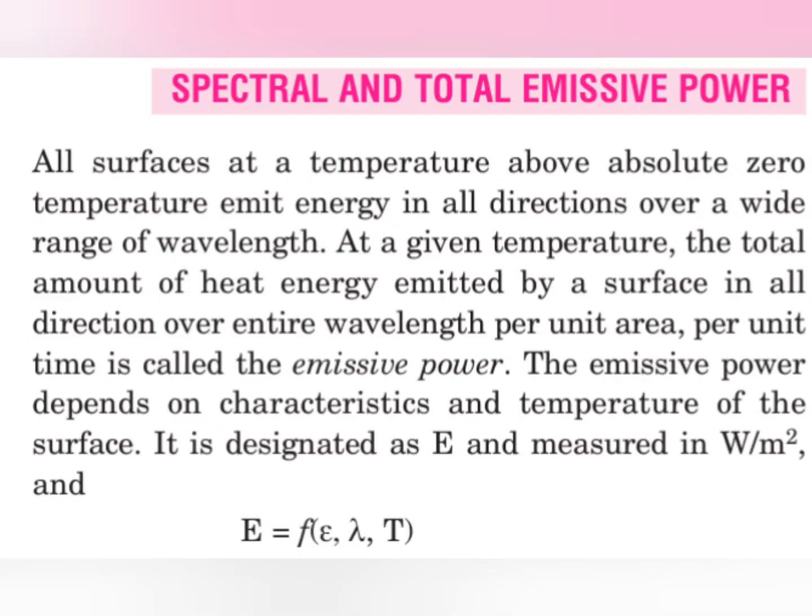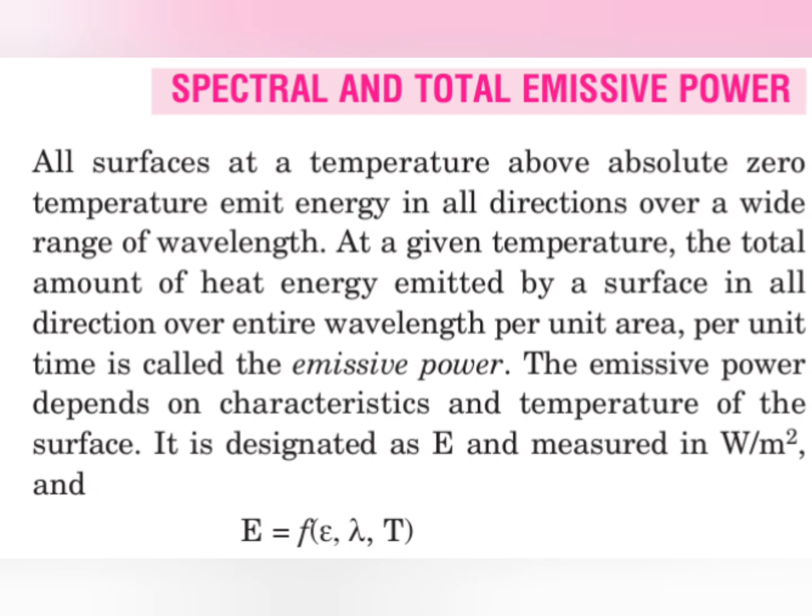Okay, what is emissive power? A surface at a temperature above absolute zero temperature emits energy in all directions. Okay, this is considered a surface which is having a temperature above absolute zero temperature, and it's emitting radiation in all directions over a wide range of wavelength. Okay, not a particular wavelength, but over a wide range of wavelength. So at a given temperature, the total amount of heat energy emitted by a surface in all directions over entire wavelength per unit area per unit time. So this emissive power is simply the amount of heat energy emitted in unit area in unit time at a particular given temperature over a wide range of wavelength. That is simply emissive power.